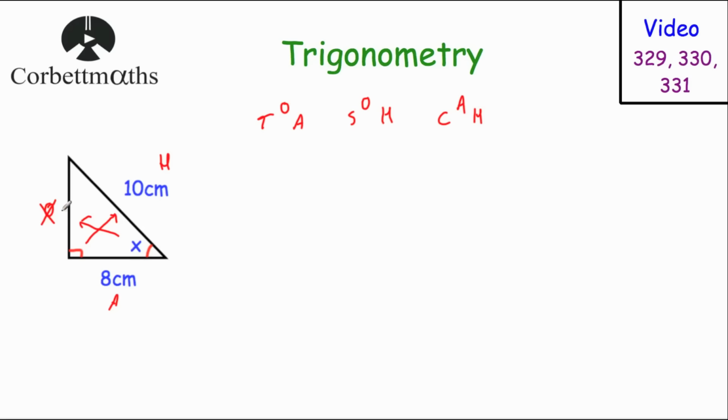Now, as you notice, we're not using the opposite in this question. It's not been given to us and it's not been asked for. So we're not going to be using the triangles involving O. So we're not using that triangle, that triangle. So this is a cos question. We know that we're dealing with cos, adjacent and hypotenuse.